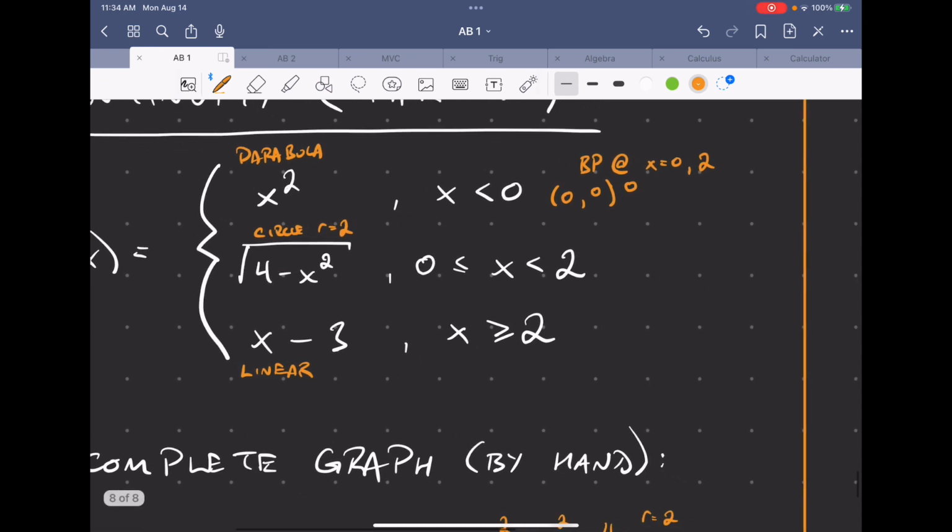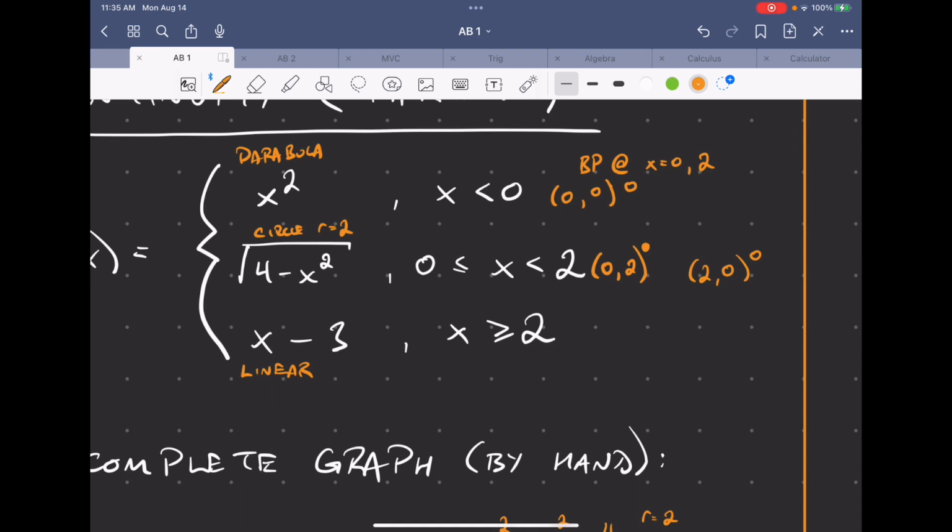Now for our next line, we actually have two breakpoints. This breaks at 0 and also breaks at 2. I'm going to plug each of those in. If I plug in 0, I would have the square root of 4 minus 0 squared, which is 2. So that would have the coordinate (0, 2), and that includes the equal to part, so that would be a closed circle. Then if I plug in x equals 2, I would have 4 minus 2 squared inside the square root, so that would be 0. That does not have the equal to part next to the 2, so that would be an open circle.